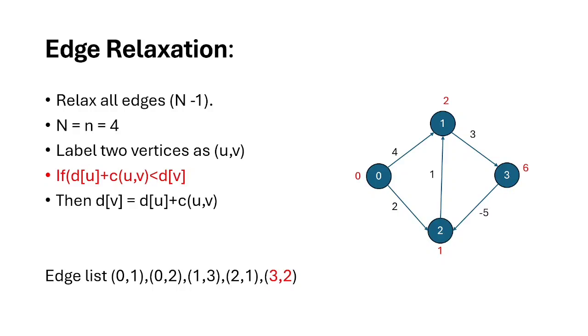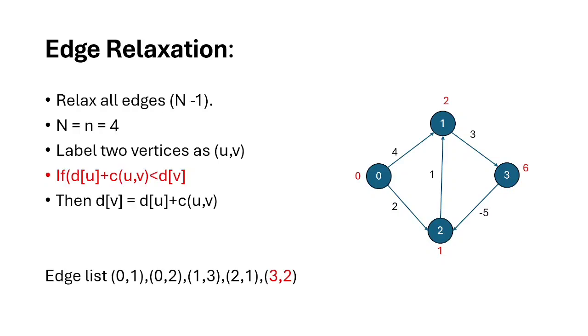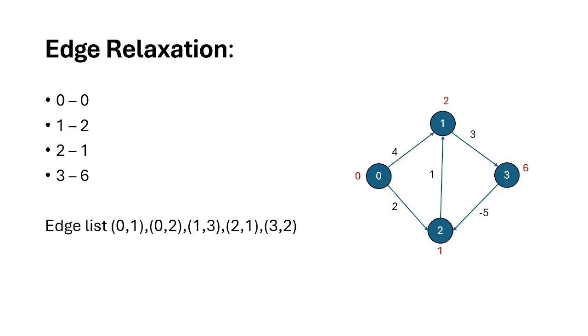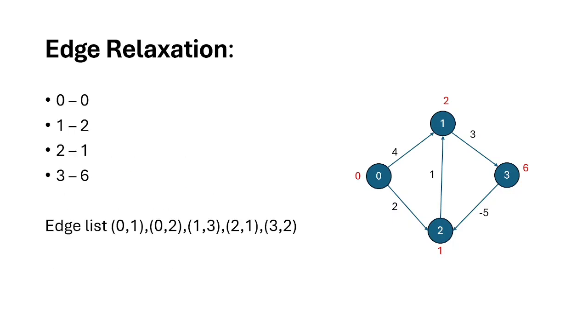So now that we completed the relaxation, we got the result of vertex 0, distance of 0, and then vertex 1, distance of 2, vertex 2, distance of 1, and vertex 3, distance of 6. So even if you repeat it, the result will no longer change. So that's it.